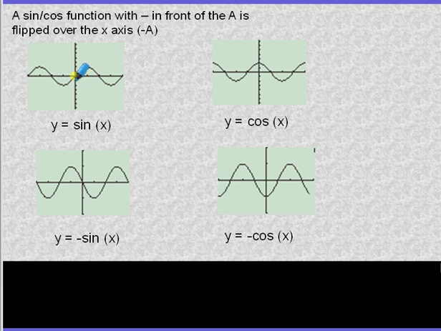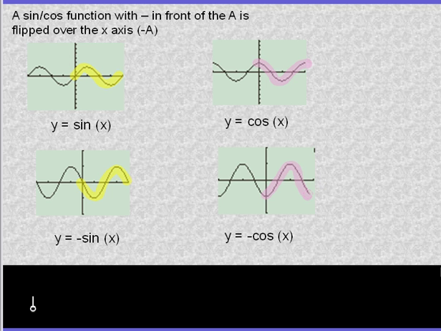You can see here we go up and then down. Here we go down and then up. For cosine, the parent function goes down, up. In the flipped, it goes up, down. And you can kind of see how those are flipped over the x-axis. So negative in front flips over the x-axis. And we'll find out later how you flip over the y.